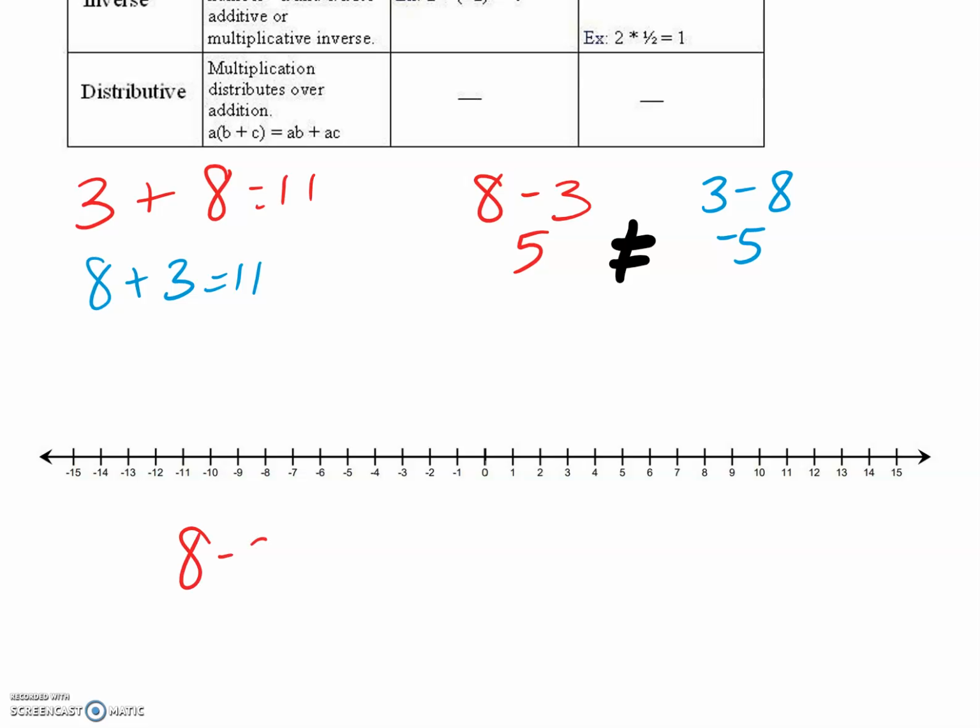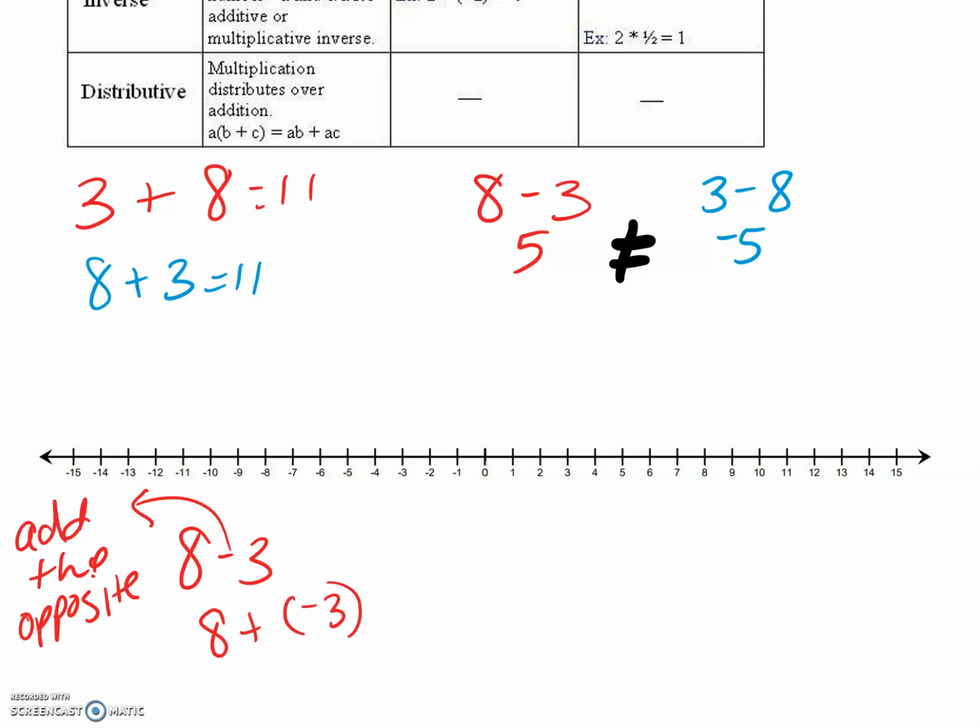So if I have 8 minus 3, as we've talked about in this class, anytime we see that subtraction sign, we automatically need to think add the opposite. So we're going to rewrite this as 8 plus the opposite of 3, which is negative 3. Let me do this problem on the number line. Start at 8, and I'm adding a negative 3, which means I'm going to the left 3: 1, 2, 3. All right, we get to 5, just like we did before.